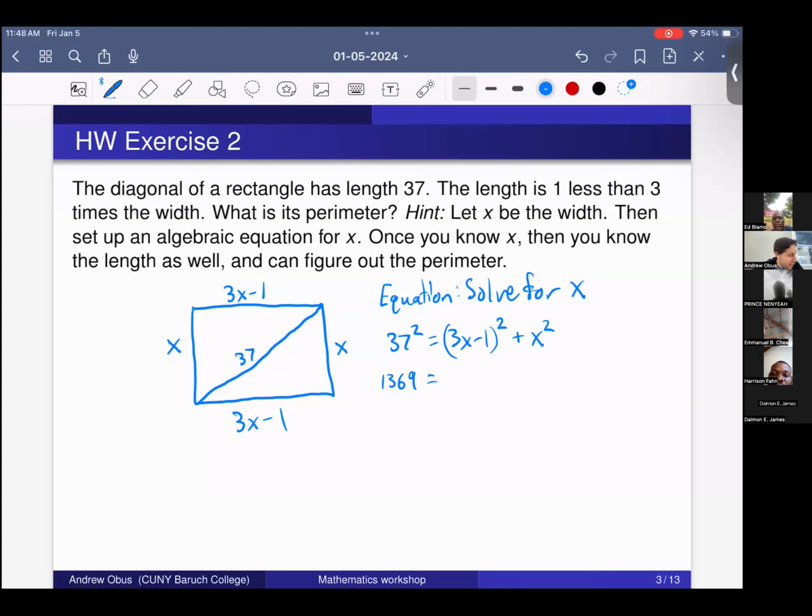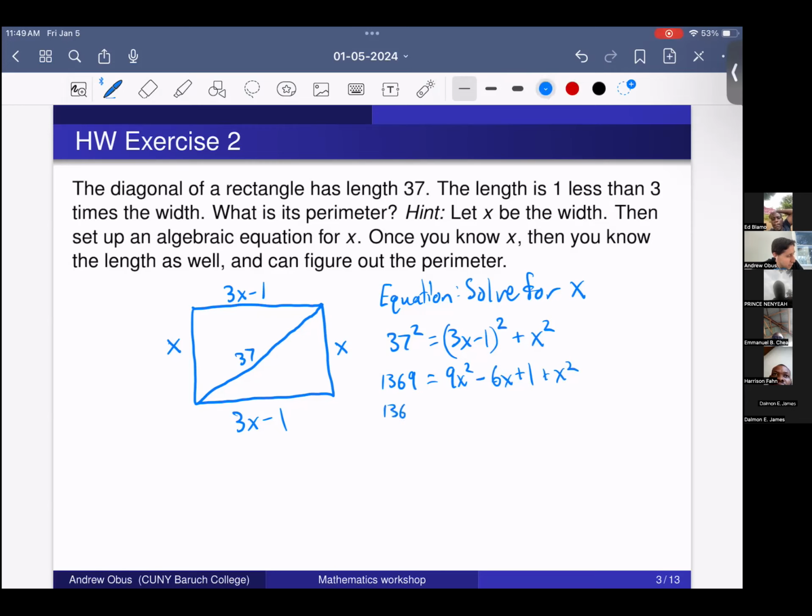So this equation's not that easy, right? We'll have 9x squared minus 6x plus 1, plus x squared. Remember, you have to have this minus 6x because you have to do 2 times the first term times the second term.